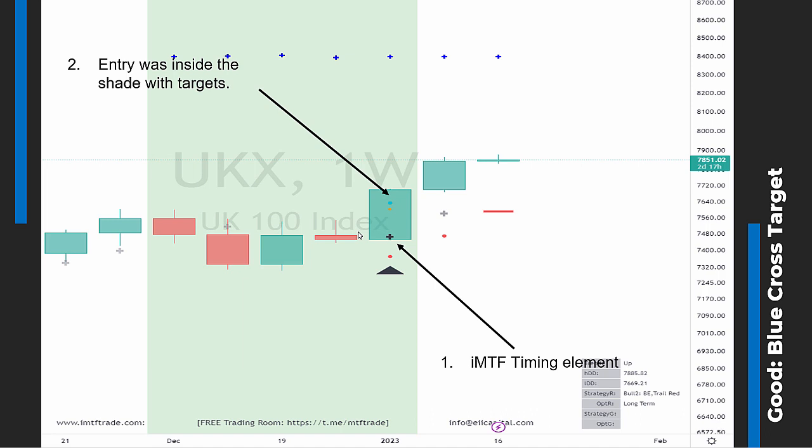Let's go through some examples to describe the different situations and to explain this blue cross target module. Here's the first example. This is a good one. You have this green shade here. It tells you it's a new trend. You have a timing element. The timing element can occur inside the shade, or it can even occur right after the shade, believe it or not. In this example, it occurred in the shade, and you could see the blue cross targets are right there, so you know exactly where this is going to go to.